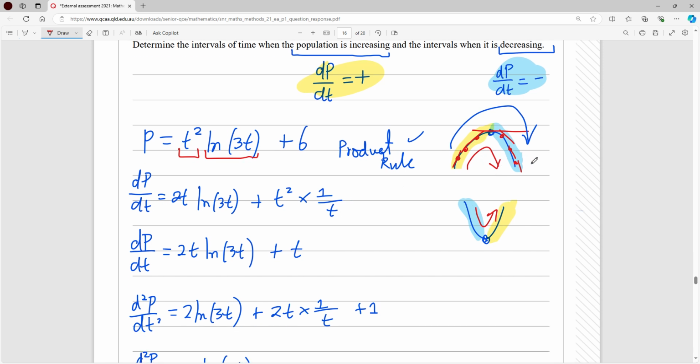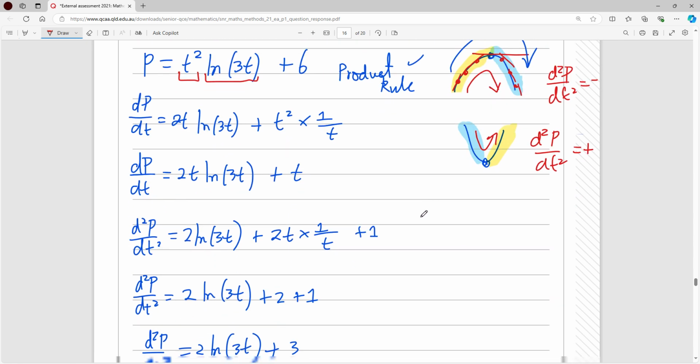Now, if it's concave down, if it's going from a positive rate of change to a negative rate of change, this means the second derivative must be negative, okay? And if it's concave up, where it's going from a negative rate of change to a positive, the second derivative must be positive, okay? So let's do this real quick.